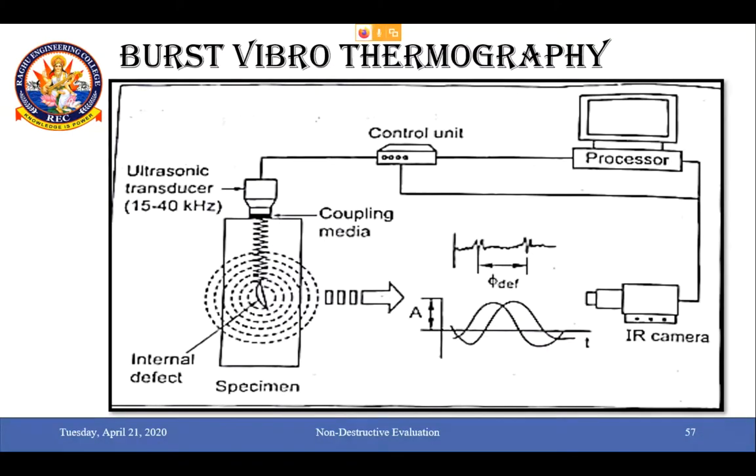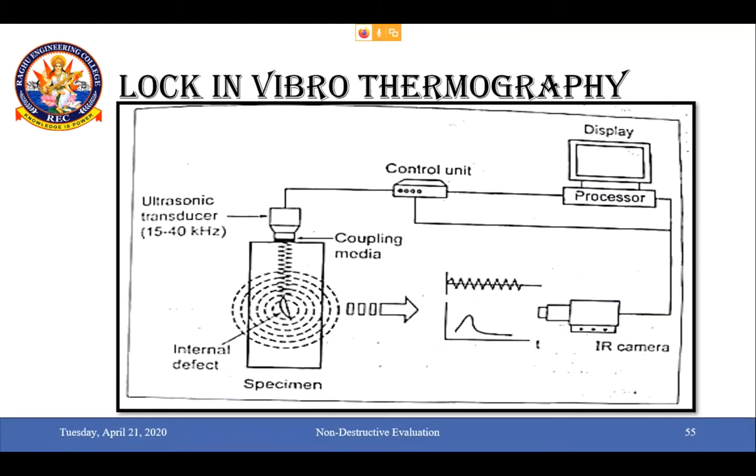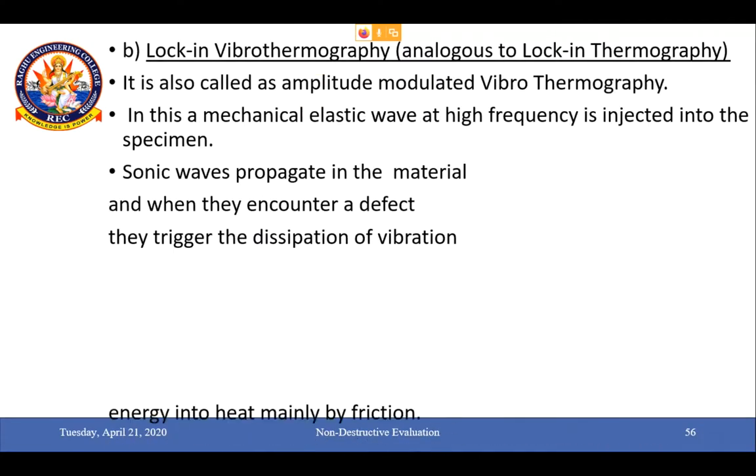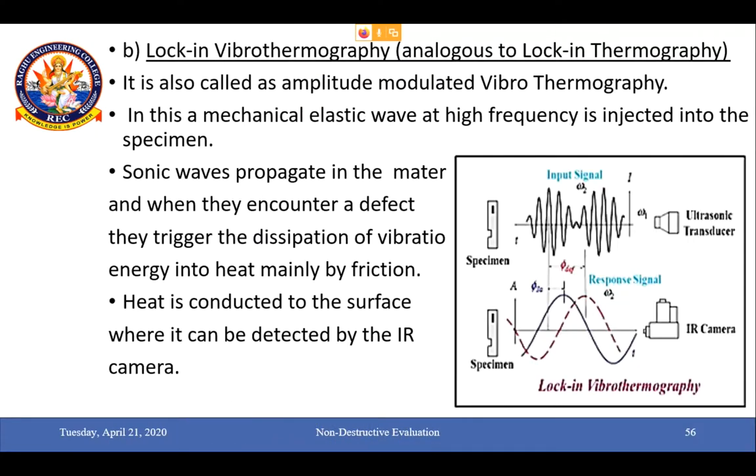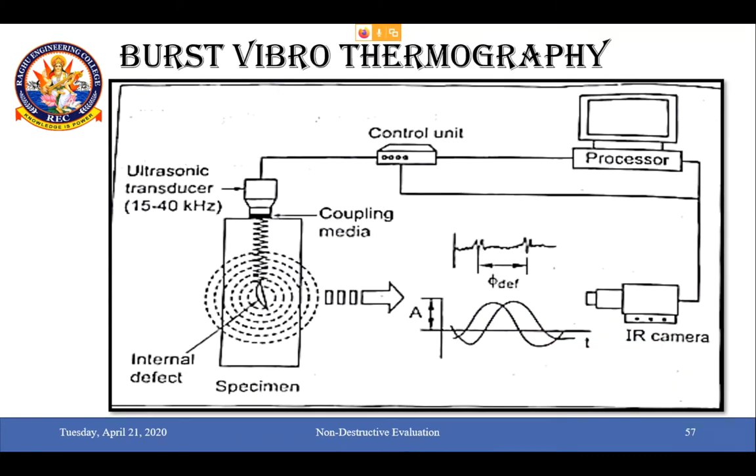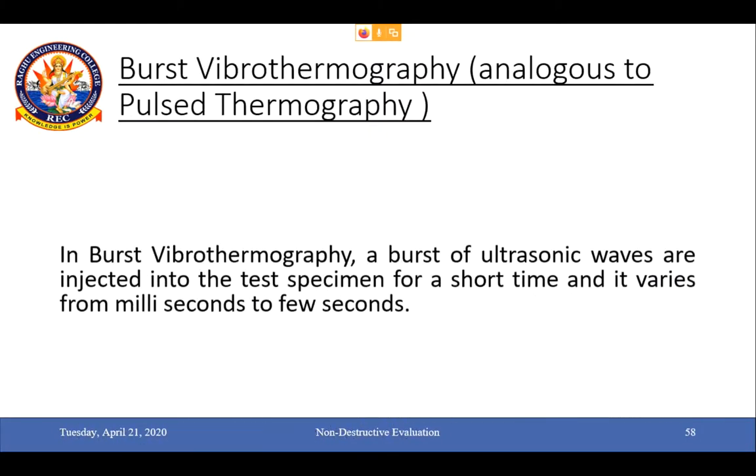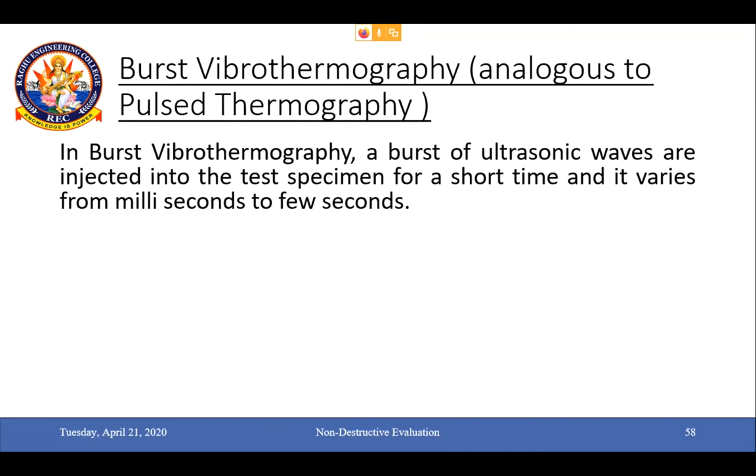Burst thermography. If you observe the diagrams for burst thermography and lock-in thermography, both look very much similar to each other, but there is a very small difference between them. Let me tell you the difference. The coupling media, ultrasonic transducer, control unit, specimen, IR camera, and processor are almost the same in both burst vibrothermography and lock-in vibrothermography. But the variation is that in burst thermography, a burst of ultrasonic waves is injected into the test specimen for a short time. It varies from milliseconds to a few seconds.